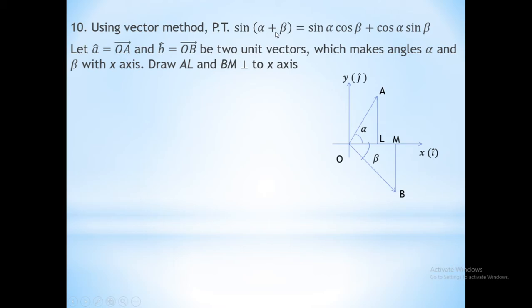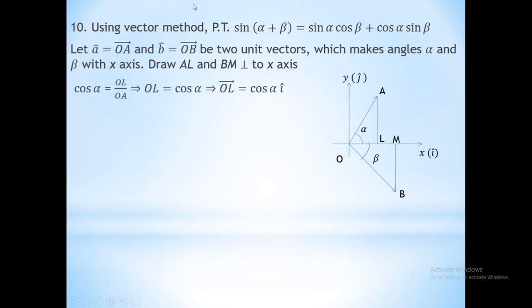So if you want to add two angles, you must have the two vectors in different quadrants. So I have taken the OB vector in the fourth quadrant. Can you understand? So draw the OB vector in the fourth quadrant, which makes angle beta with the x-axis. Draw a perpendicular BM towards the x-axis. Right. That is the only difference.